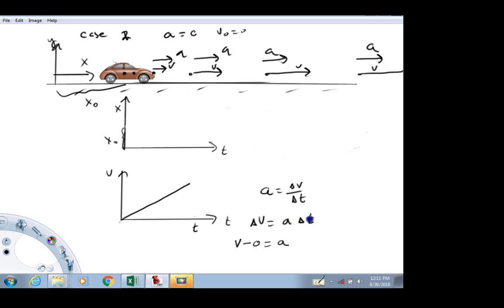99 times out of every 100 problems you work in physics, normally your t initials will be 0. So this delta t, really we can just write as t because it's going to be t final minus 0. If we solve this for v, we just get acceleration times time. And that's the function that describes this curve, v equals at. That's a linear function with no intercept.